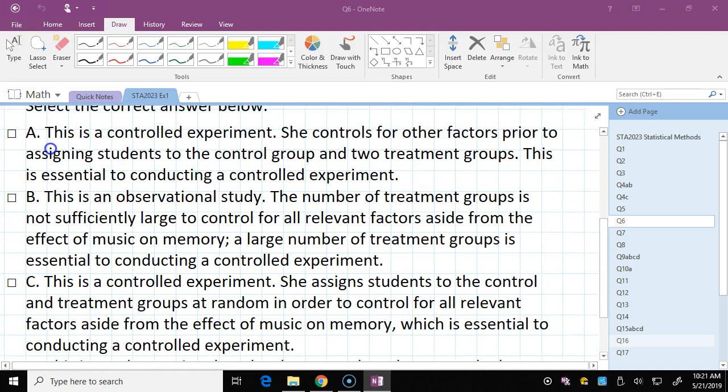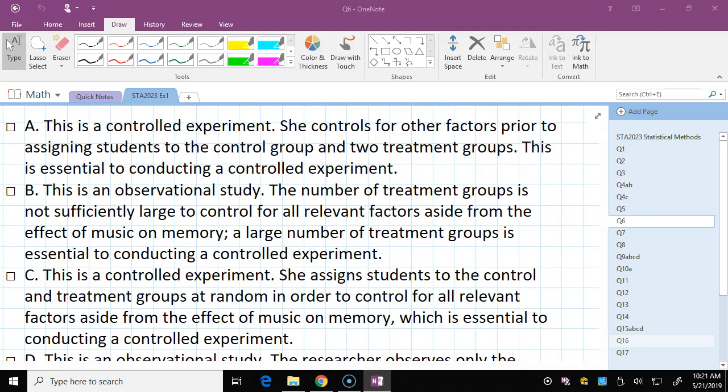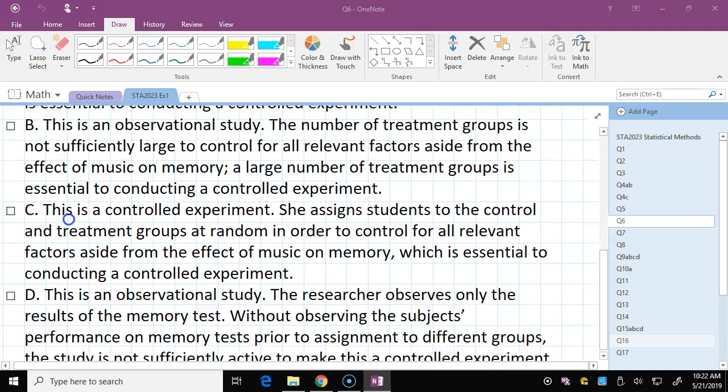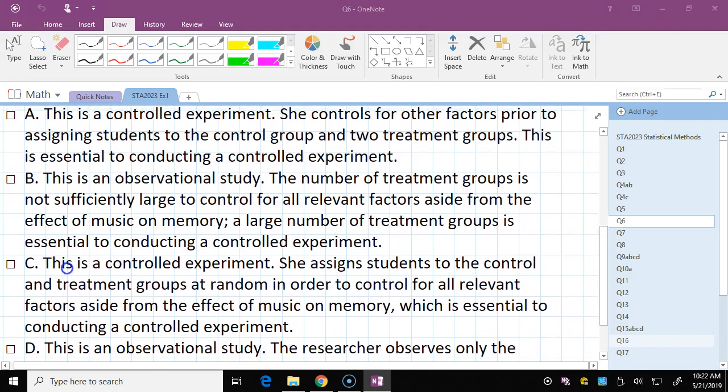Well, first off, based off of that information, do you think it's controlled or observational? Controlled, right? What's the control in this? She's choosing the music. And some people don't get music, right? The people that don't get the music is the control, because they're not being a part of the stimulus. So we definitely know this is controlled, so obviously it can't be B, and it cannot be D. So now you have a 50-50 shot. It's either A or C.